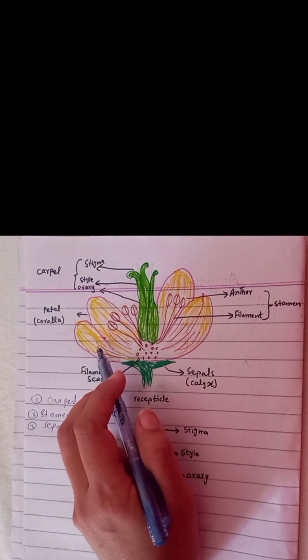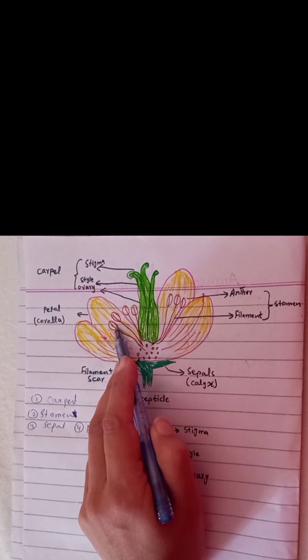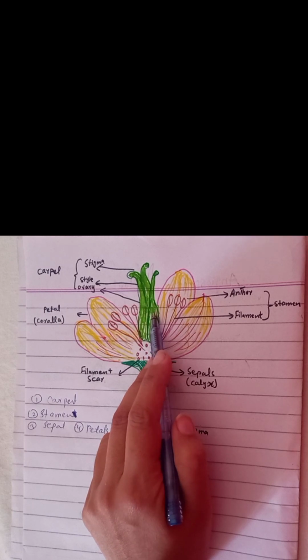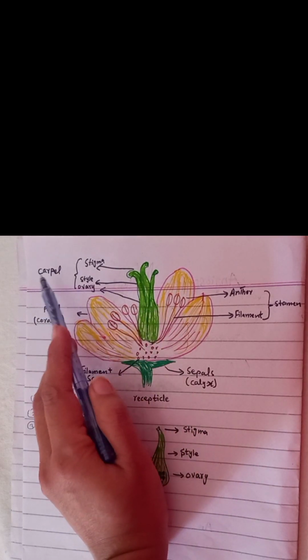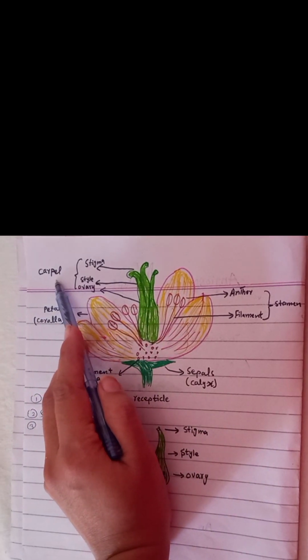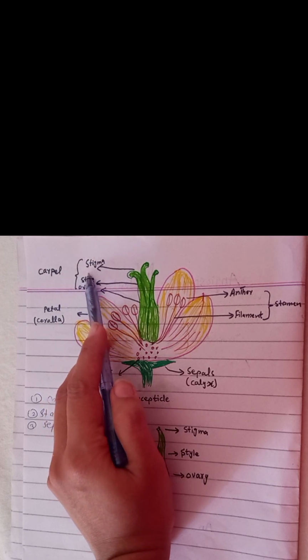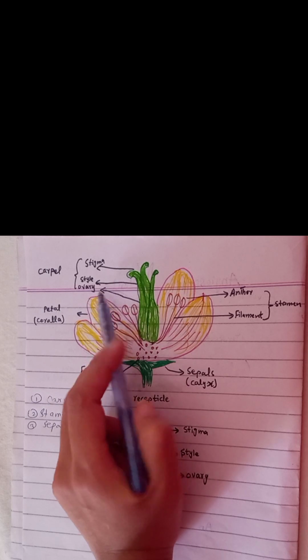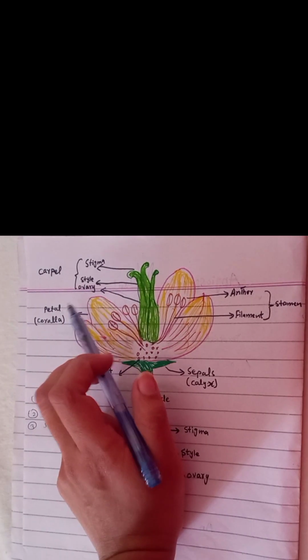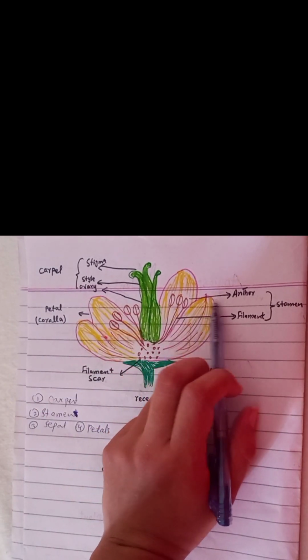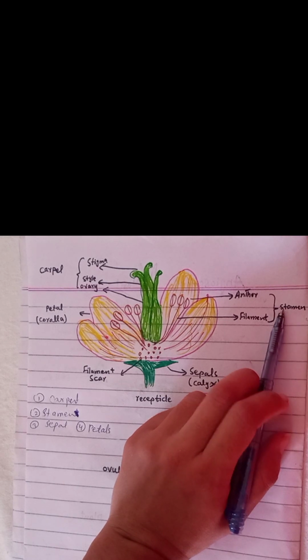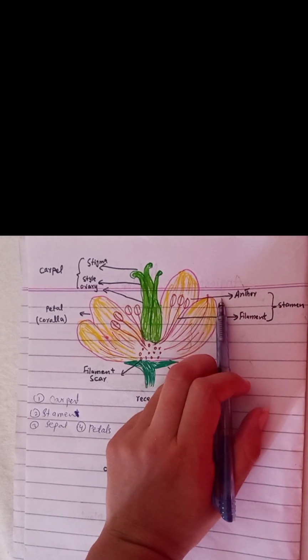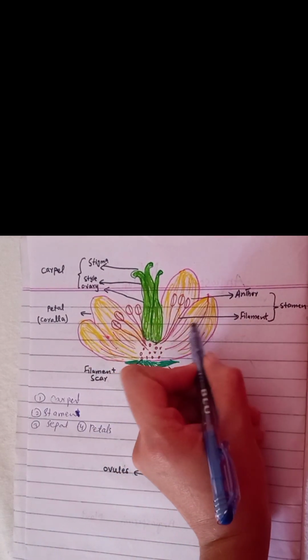The other two parts are called the reproductive parts of a flower, in which the first one is the carpel. So carpel is the female part of a flower that consists of stigma, style, and ovary, while the male reproductive part is called the stamen, which consists of the anther and the filament.